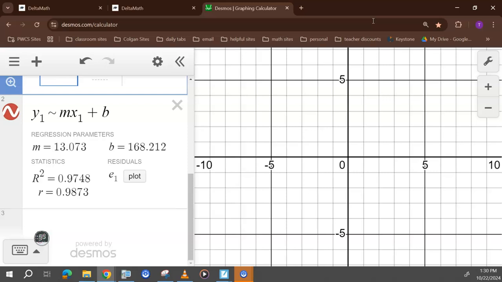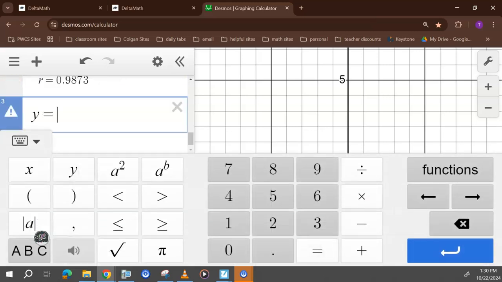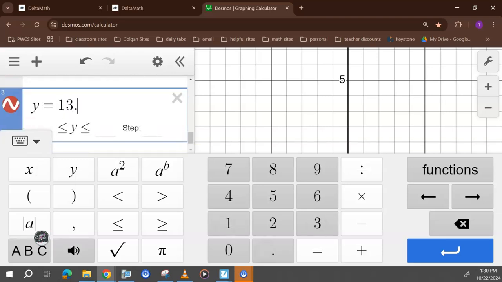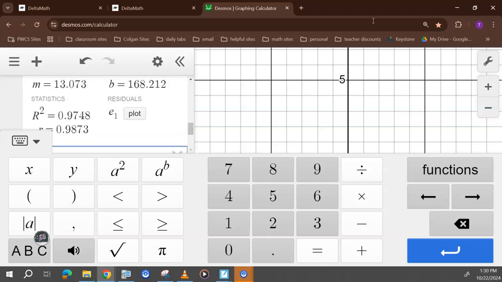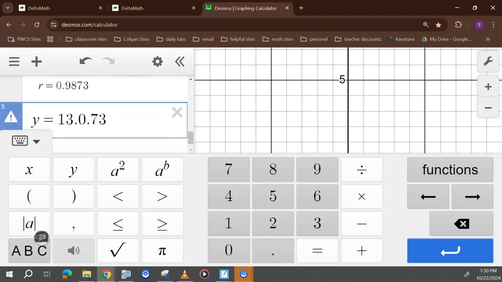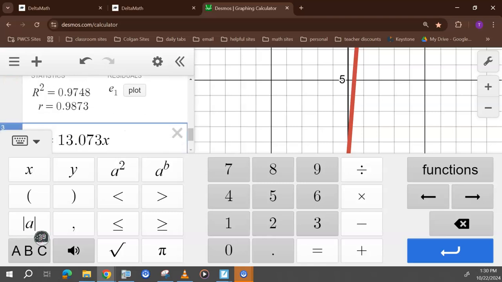So when you get this, you're given your M, you're given your B. This is your line of best fit. You're going to type that in the next line. I did not make that correctly. 0.073. It's 168.